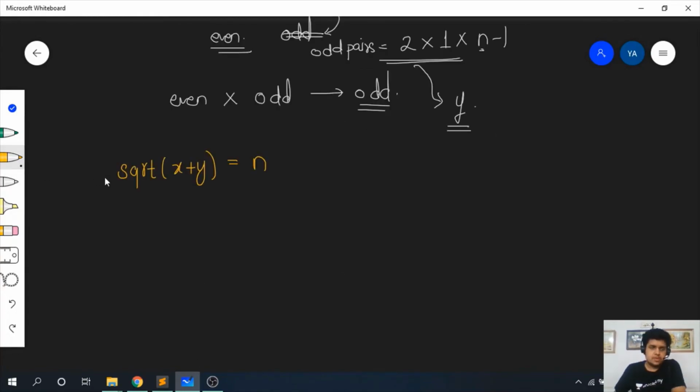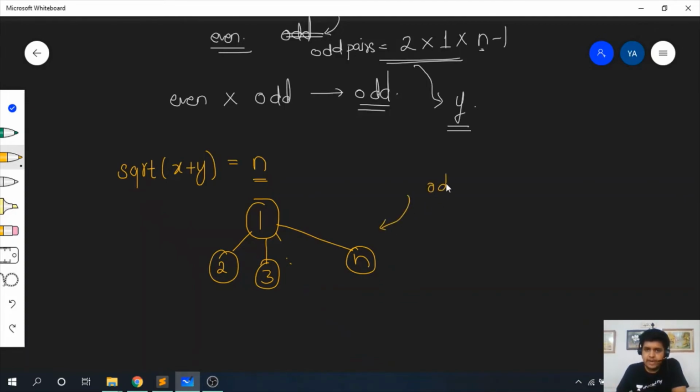So let us see how we use the odd pairs observation to construct the tree that we need. What we know is that x plus y needs to be a square number. Therefore, square root of x plus y will be equal to n, that is our number of nodes. So we start with the following tree, that we have 1 as the root and all the other nodes are in level 2. So this is the tree that we start with. What we do is we calculate the number of odd pairs in this tree, right? Now, the number of odd pairs are 1 into n minus 1 into 2, right? So this is the least number of odd pairs that a tree can have.